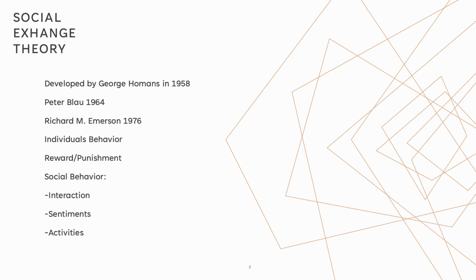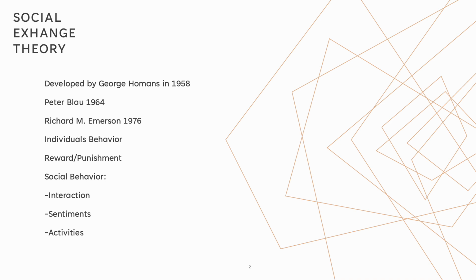What is the social exchange theory? The social exchange theory was actually created by a man named George Homans in 1958. However, he was not the only one that contributed to this theory, because in 1964, a man named Peter Blau helped develop it further, as well as Richard M. Emerson in 1976.